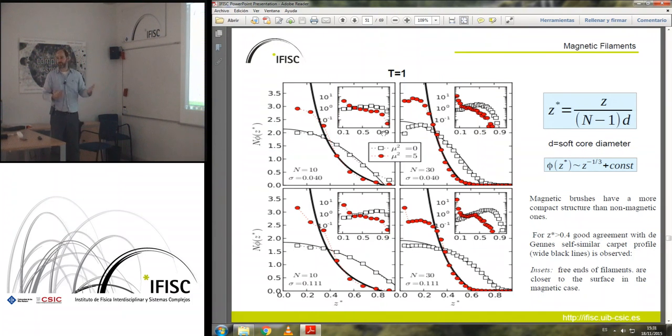And it was kind of a surprise for us that somehow you could fit the tail of the density profiles with this self-similar profile. We were expecting some small variation with respect to the parabolic profile, but we see a rather strong one.